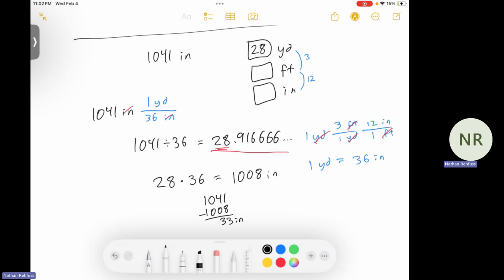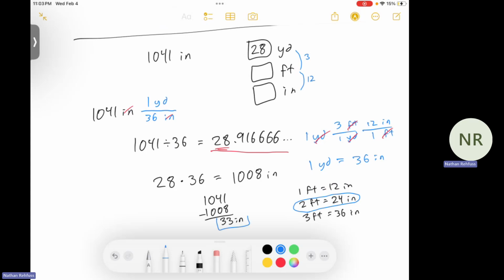Okay? We used up 1008 inches. There are 33 inches left. And we're not going to put 33 in the inches box. We still want to make these into feet and inches. 1 foot is 12 inches. That would fit. 2 feet is 24 inches. That would fit. 3 feet is 36 inches. That's too much. So we're going to go with 2 feet is 24 inches.